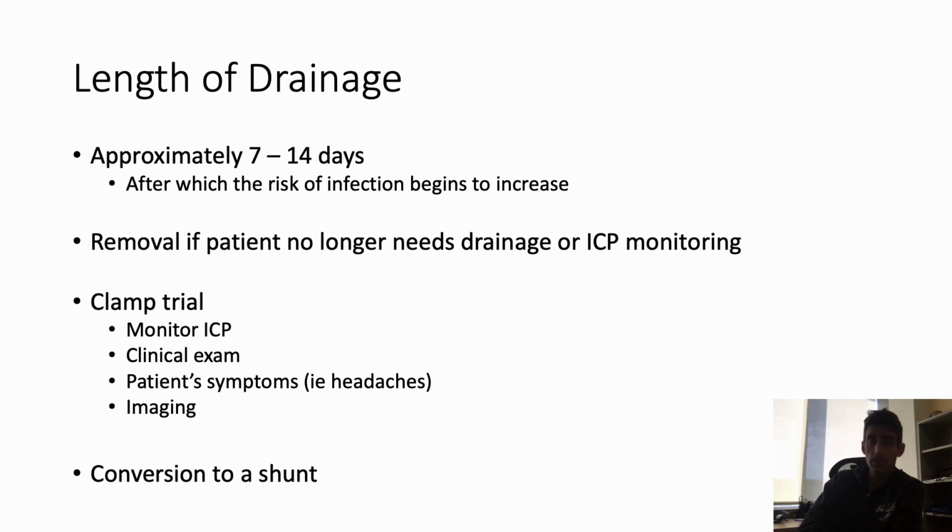The clamp trial, so when the ventricular catheter is clamped, we don't drain any CSF. You want to monitor the intracranial pressure. You want to follow the patient's exam. Do they get sleepy? Do they deteriorate from a neurologic standpoint? Do they get headaches? And does the CT show that the ventricular system is enlarging? These would all be signs of a failed clamp trial. And at that point, you would have to convert the patient to a shunt and permanent drainage.